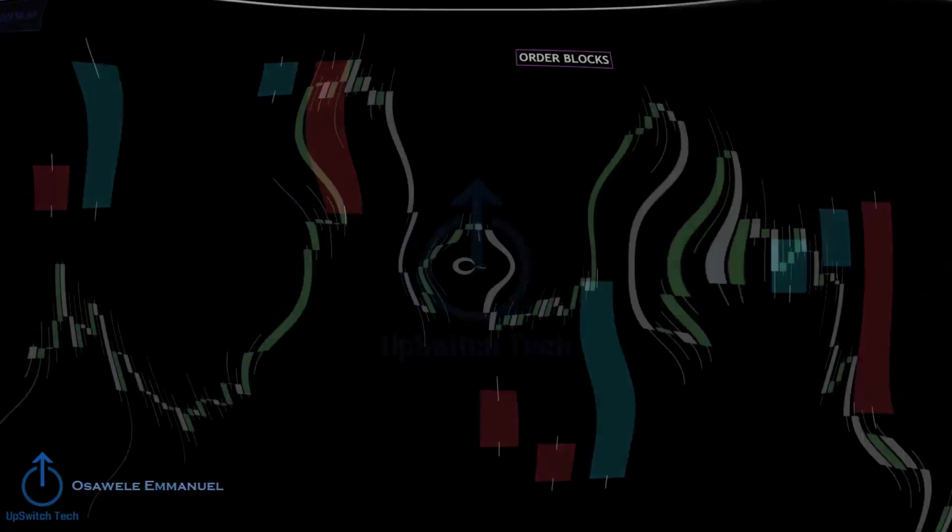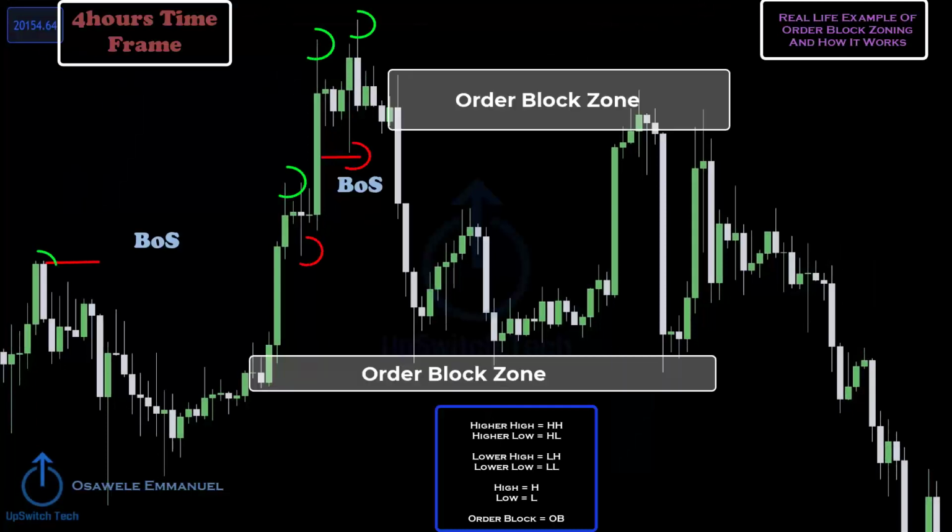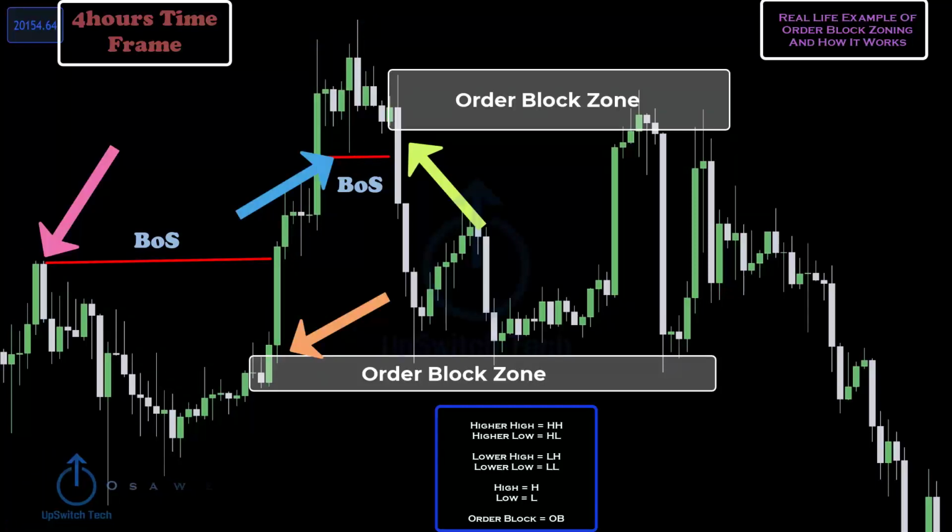Real-life example of order block zoning, and how it works. You can see how price respected the order block zones. If you look at these areas, you would see the move that emanated from the order blocks did break structure.